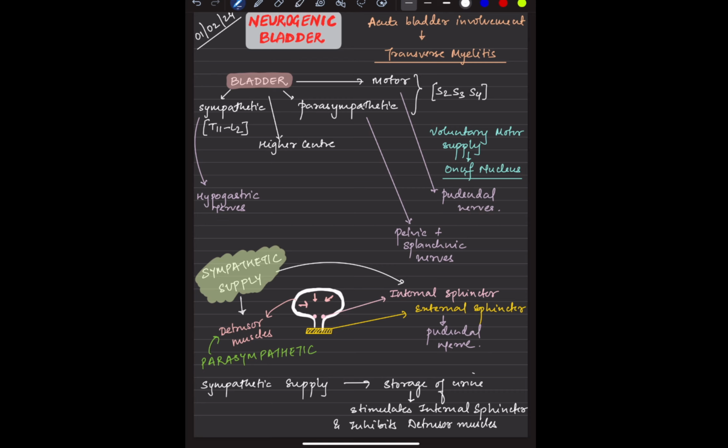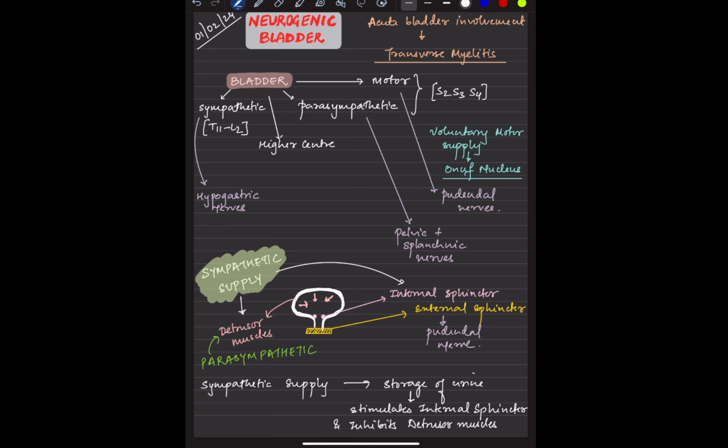Okay, so we'll start with the neurogenic bladder. Now, how is the bladder working and what are its processes? This is actually a basic topic, but yes, we need to have a brush-up. So first things first, for the bladder we have a sympathetic supply, we have a parasympathetic supply, we have a motor supply, and we have a higher center.